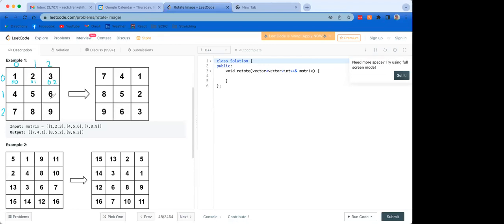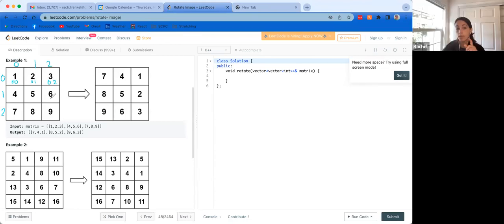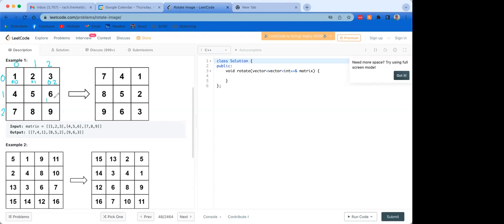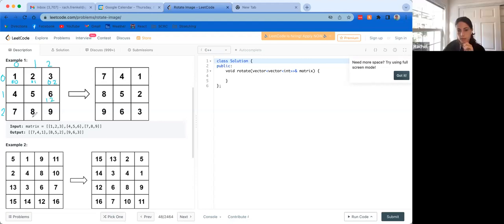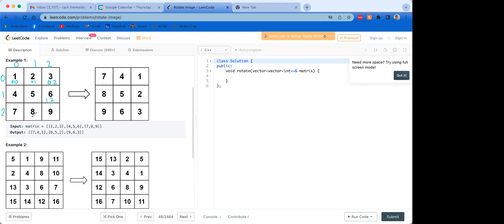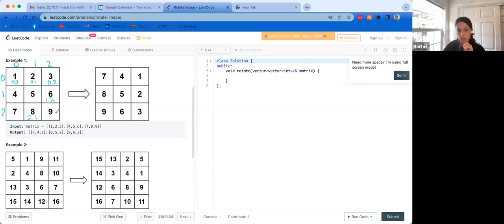Like 2, 3. This one is, what row number is this? This is the 0th row. One. This is the first row. And what column number is this? 1, 2, exactly. What's this one going to be? Yeah, 2, 1. Exactly. 2, 1. Great. So this is the idea of a matrix.